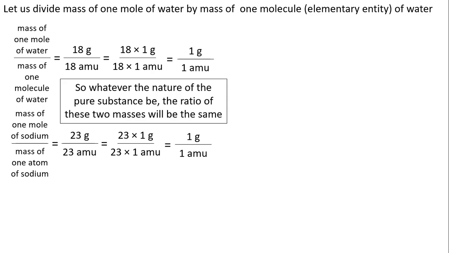The ratio of the mass of 1 mole to the mass of 1 amu will always remain the same. It's always 1 gram over 1 amu. Now to get a particular number, we will need to figure out how many grams are there in 1 amu, or we can say how many amus, the smaller unit, are there in 1 gram.